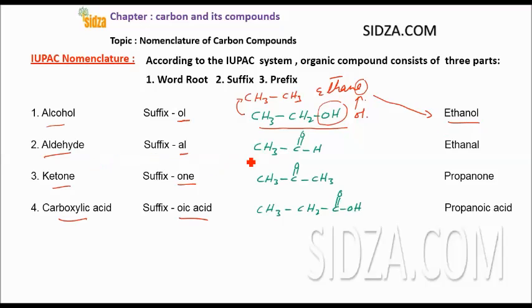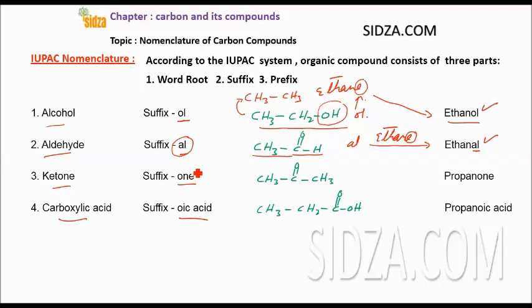Similarly, for aldehydes the functional group is C double bond O, H, and in this molecule we find two carbon atoms, and therefore again the parent hydrocarbon is ethane, but the suffix is -al. So when I replace the E by -al, it will become ethanal. The suffix for the aldehydes is -al, so therefore it will become ethanal.